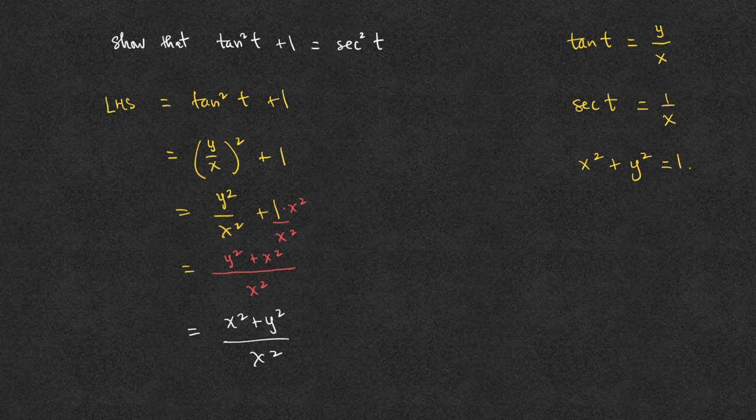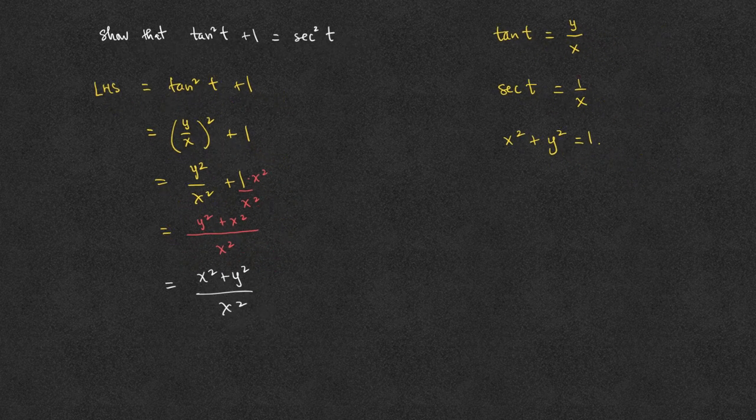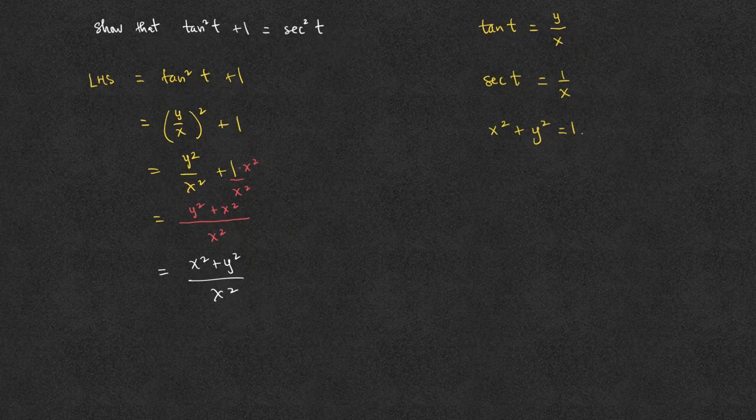But in the unit circle, x squared plus y squared is 1, so the numerator is 1. The denominator is x squared. But by the definition, 1 over x squared is secant of t squared, or simply secant squared of t. And that is what we need to show. The left-hand side, tangent squared of t plus 1, equals the right-hand side, which is secant squared of t.